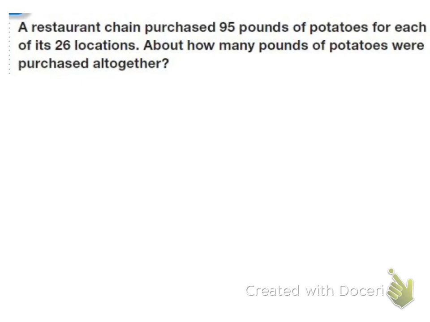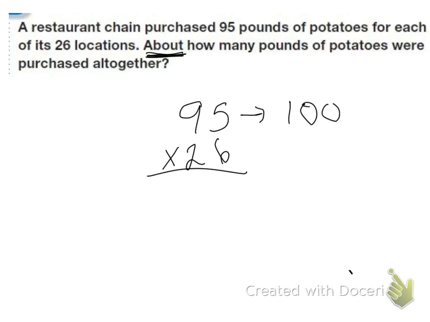So here, a restaurant chain purchased 95 pounds of potatoes for each of its 26 locations. How many pounds of potatoes were purchased altogether? Well, I'm going to take 95 and multiply that by 26. But since we have the word about, I actually don't have to multiply this exactly. What I'm going to do is I'm going to go ahead and round, since about tells us we can estimate. So I'm going to round the 95 up to 100, and I'm going to round the 26 up to 30.